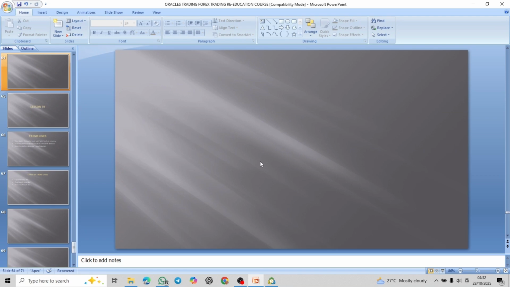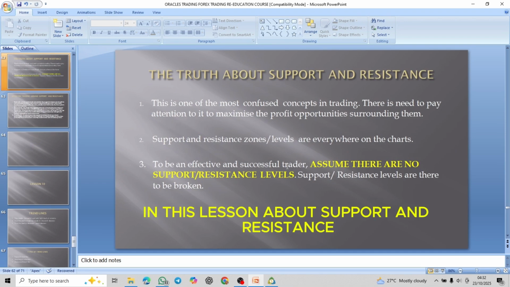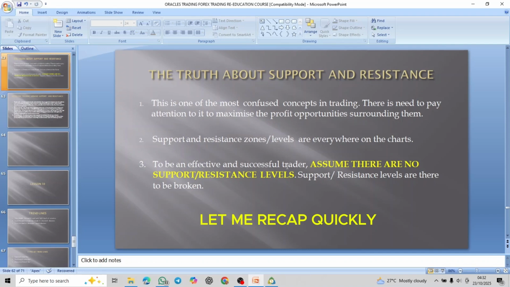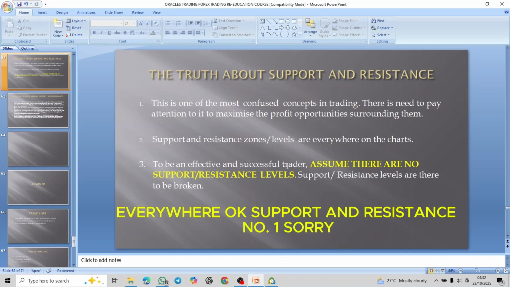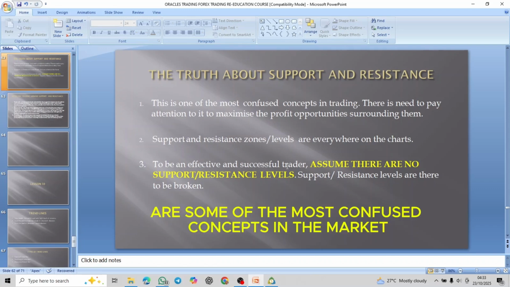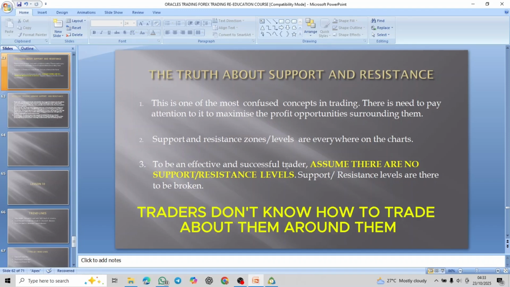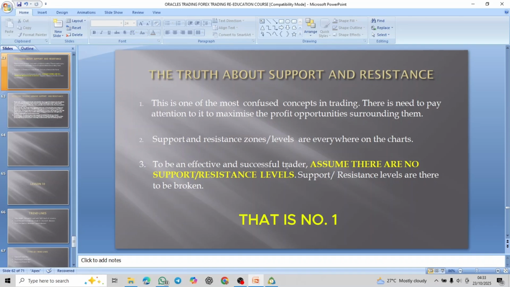So that is what we have for you today in this lesson about support and resistance. Let me recap quickly. Number one, support and resistance are some of the most confused concepts in the market. Traders don't know how to trade around them. That is number one.